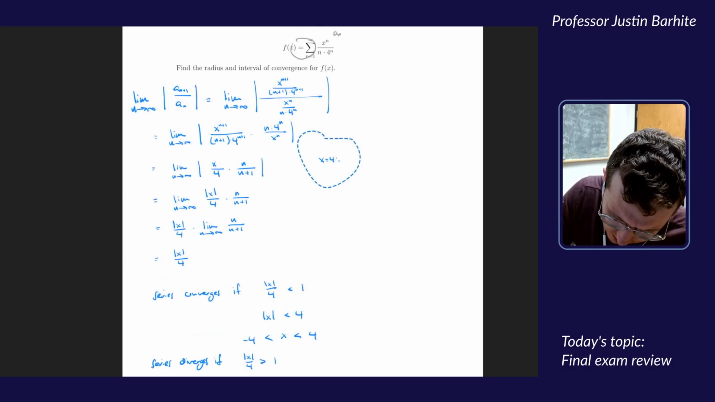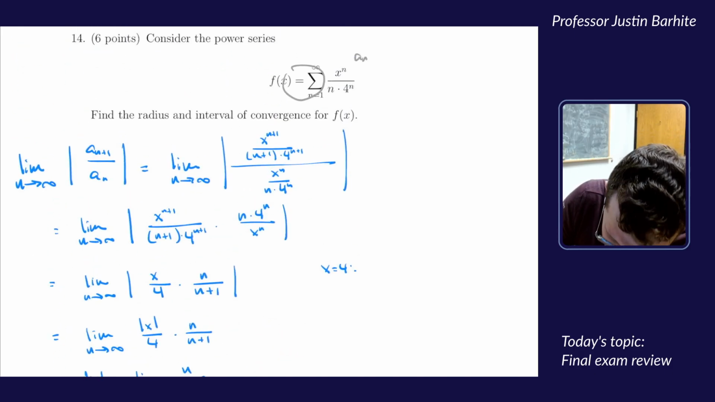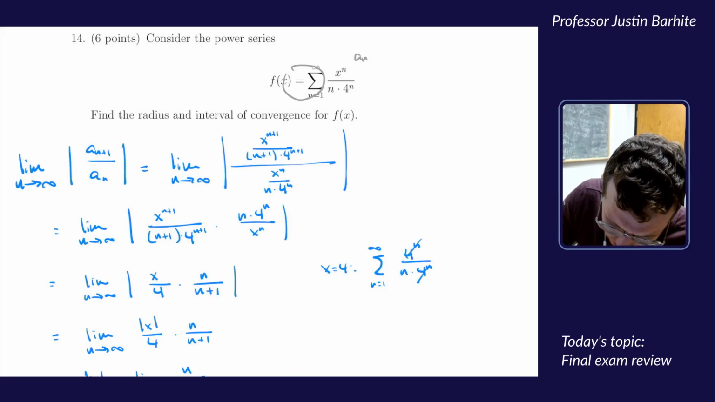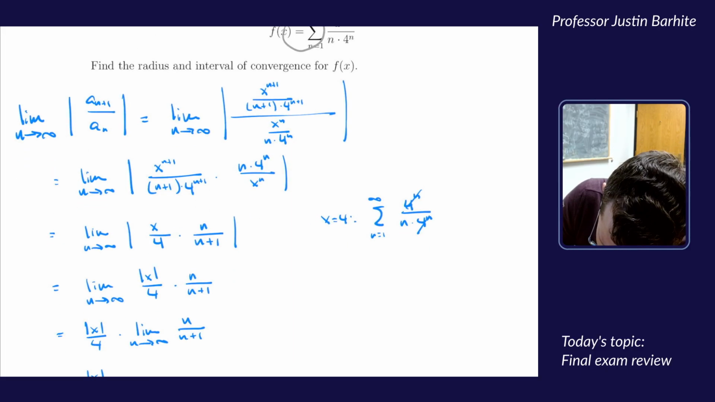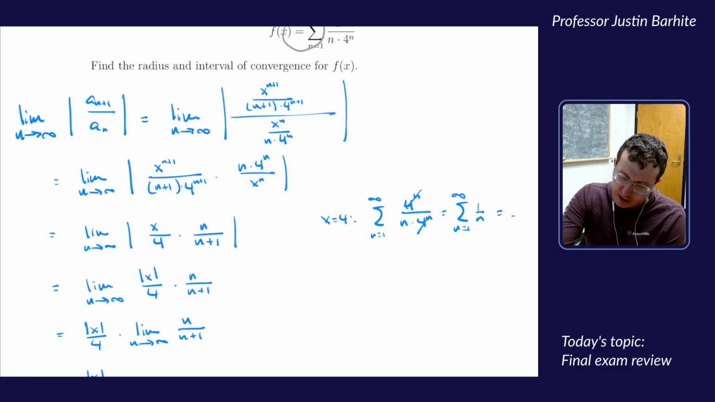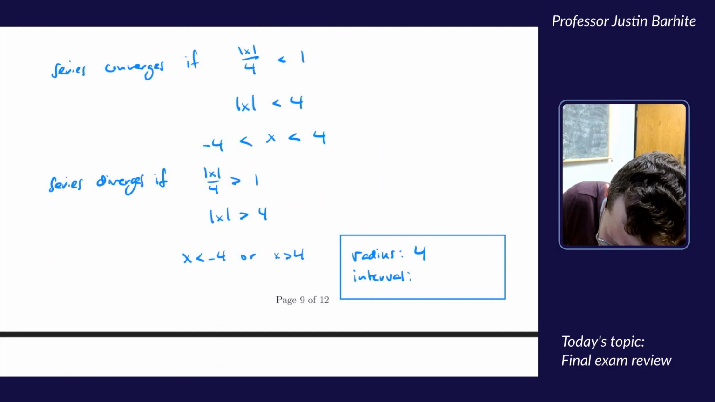Okay, so when x is 4, we have the sum from 1 to infinity of 4 to the n over n times 4 to the n. But the 4 to the n's cancel, so we're just looking at the sum from n equals 1 to infinity of 1 over n. That's the harmonic series that diverges. So the series does not converge at 4.